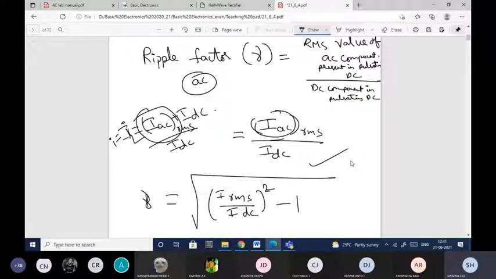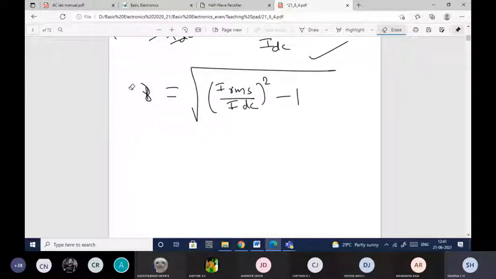If anybody is interested, you can go through the derivation. I have derived everything clearly, so you can go through it for your personal interest. Otherwise, this is the final expression. For the sake of the exam, you need not derive the complete expression. You can directly take this formula.